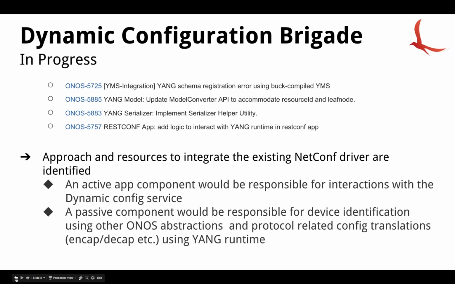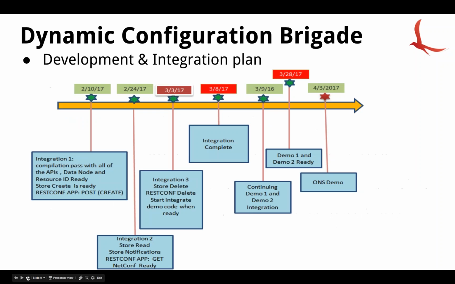The approach would be to use an active component that would be responsible for the interactions with the dynamic config service, and a passive component that would be responsible for device identification by interacting with other ONOS abstractions, and also for achieving any kind of protocol related config translations in cap, tcap, etc., utilizing the Yang runtime. So that's all I have. This is the development and integration plan until ONS. We have identified the demo, and implementation is in progress.